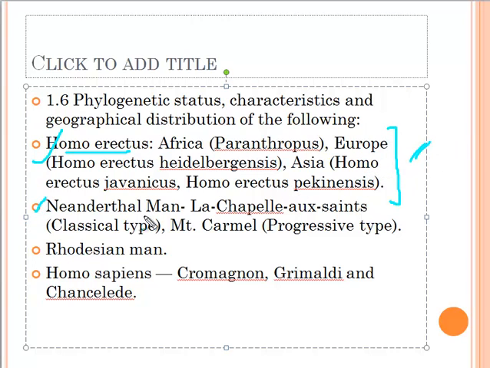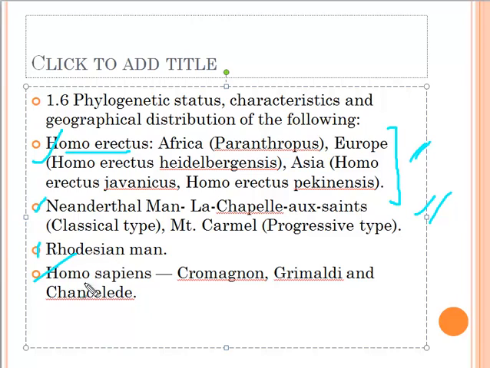Then second is Neanderthal man, and in Neanderthal man also there are different types, like La Chapelle-aux-Saints, that is called the classical type, and Mount Carmel, that is called the progressive type. Here also these are the places where the Neanderthal species has been found. And what are their physical characteristics, like their anatomy, their skeleton changes, what was their brain size, how much cranial capacity was there, and how they are different from Homo erectus or Homo sapiens, all that we will learn here. Then comes Rhodesian man and Homo sapiens.